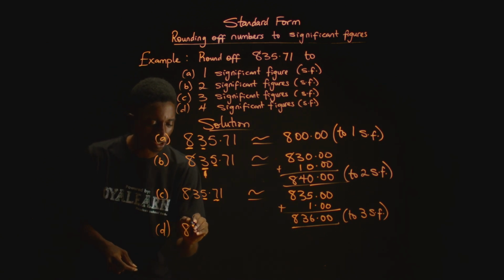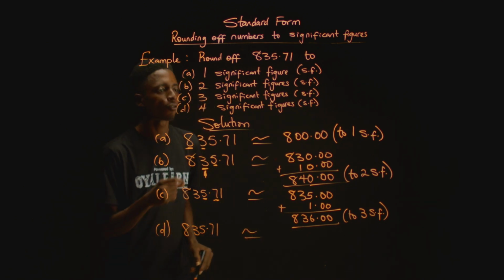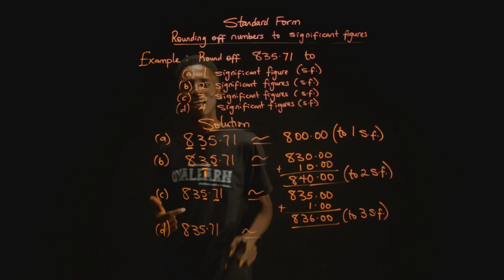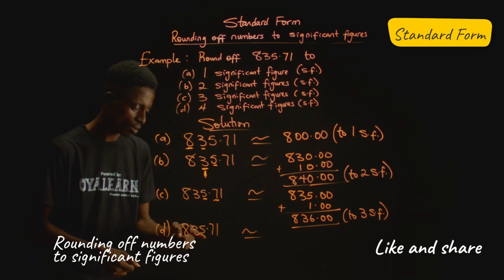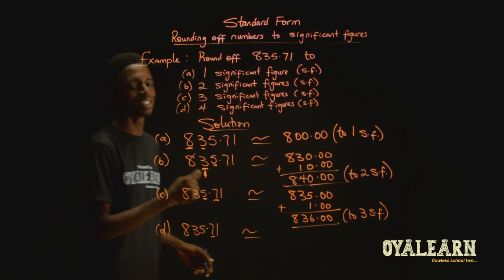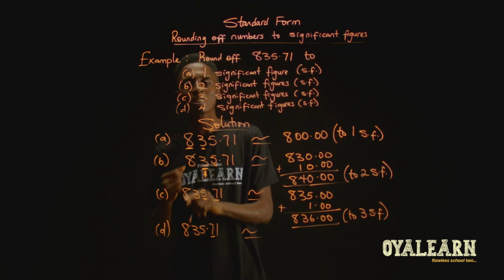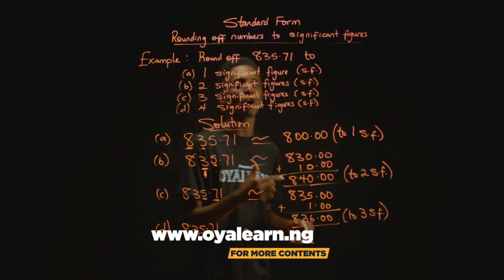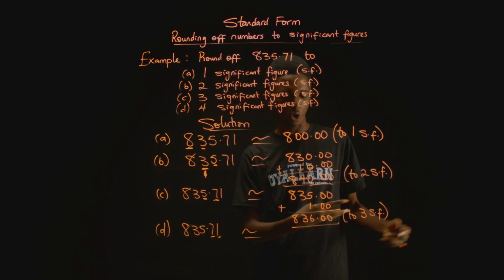And then finally, D. We're rounding off 835.71, this time to four significant figures. So let's count to find the digit that is in the fourth significant place. So this is 1, 2, 3, 4. That is, digit 7 is in our rounding off point. Therefore, we now consider the next digit after 7, which is 1. And that is a digit that we always round down because it falls in 0 to 4.